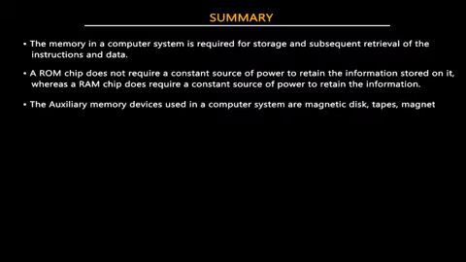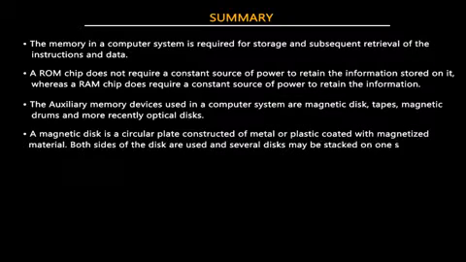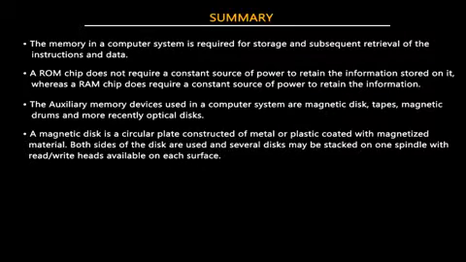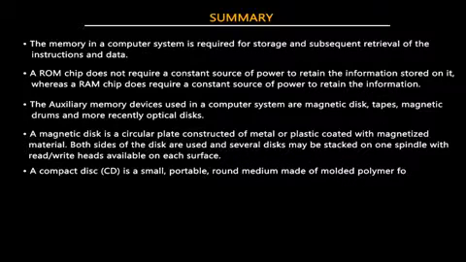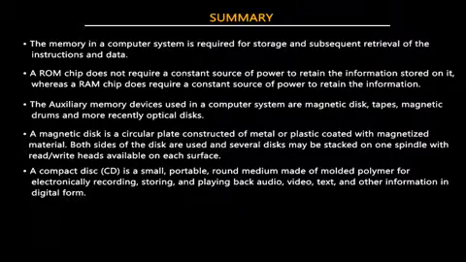The auxiliary memory devices used in a computer system are magnetic disks, tapes, magnetic drums, and more recently, optical disks. A magnetic disk is a circular plate constructed of metal or plastic coated with magnetized material. Both sides of the disk are used, and several disks may be stacked on one spindle with read-write heads available on each surface. A compact disc, or CD, is a small, portable, round medium made of molded polymer for electronically recording, storing, and playing back audio, video, text, and other information in digital form.